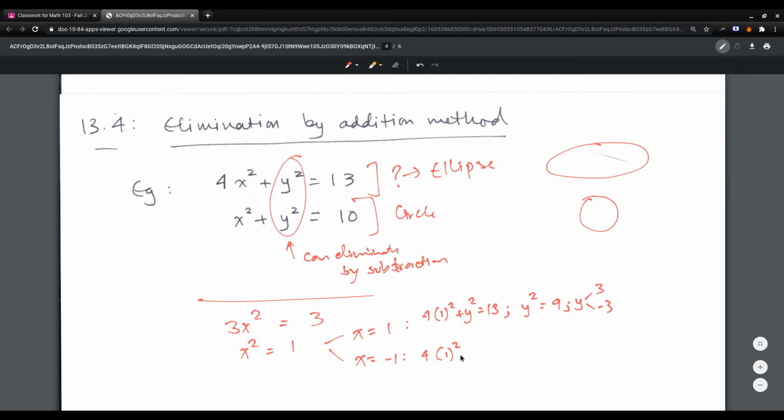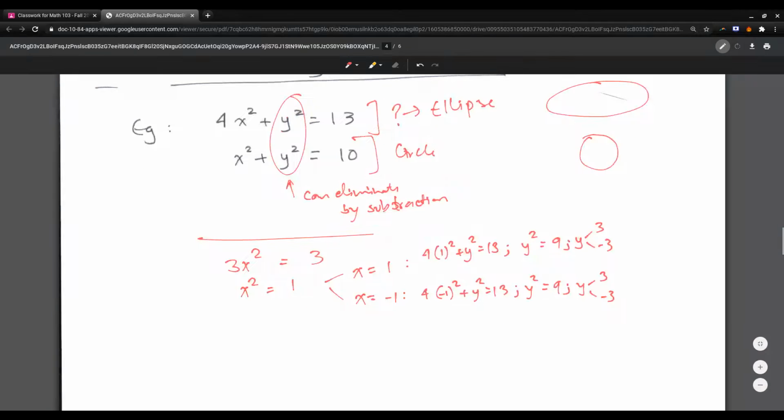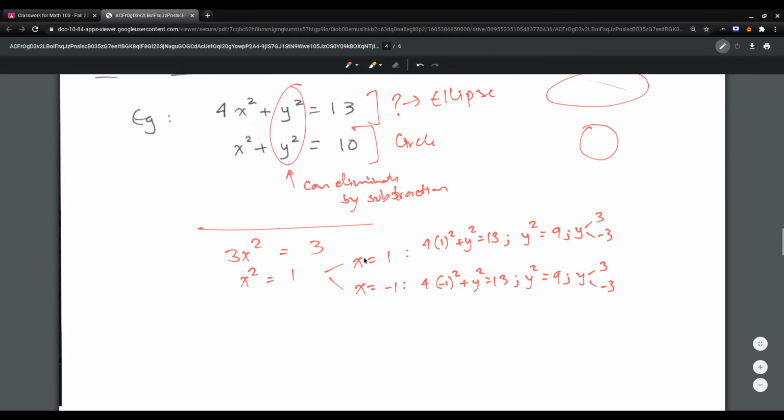Similarly, this gives you 4y squared. Negative 1 squared is still positive, so you still have y squared 9 and you still have y 3 and negative 3. So now you have to be careful here about how many solutions you have. What this says is when x is 1, you have two values of y. So from here, the solutions that you get are 1 comma 3, 1 comma negative 3. And then when x is negative 1, y can be 3 and negative 3.